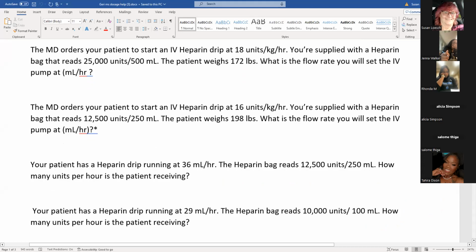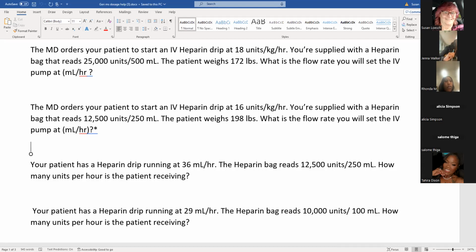Okay, now this is asking you what is the flow rate you will set the IV pump to. When it says that to you, it's asking you for the flow rate you're going to set the IV pump to in mLs per hour. Then you have to go back to the question and see what's given in the question, because these questions can ask you for this information and it could be two different calculations here. All right. Can you please listen? Because if you're talking, other people can't hear you.